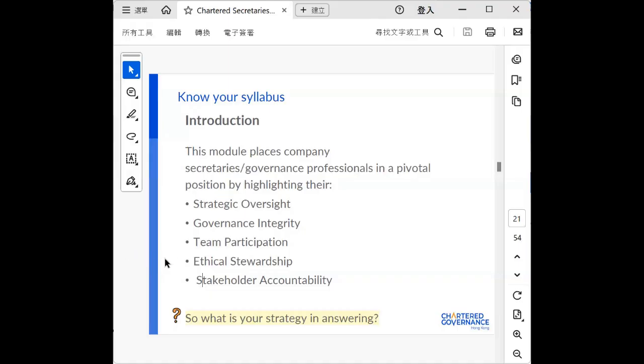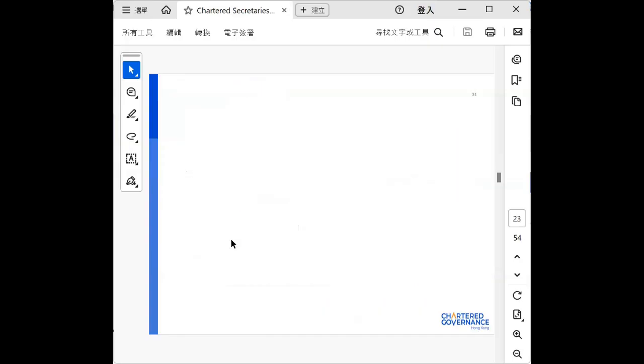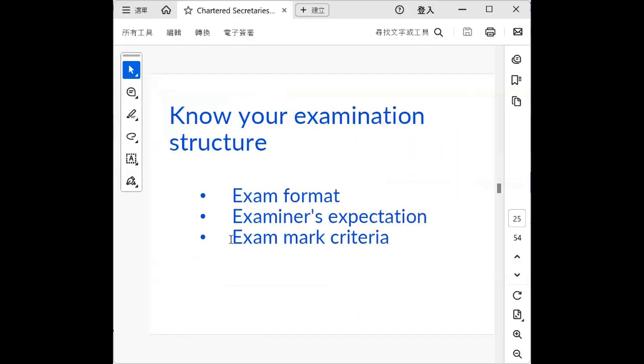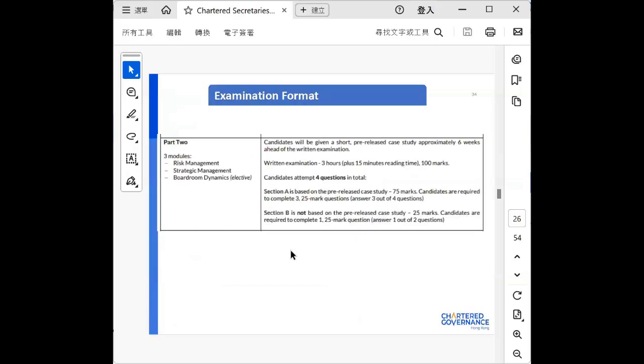So having said that, I think the next part will be quite simple, and I will go through it very quickly because I assume that you should know about it very well. It's the examination format, so you know that it's a 3-hour examination. This is just the same for all the Part 2 examinations. You have 15 minutes reading time, 4 questions in total, 25 marks each.